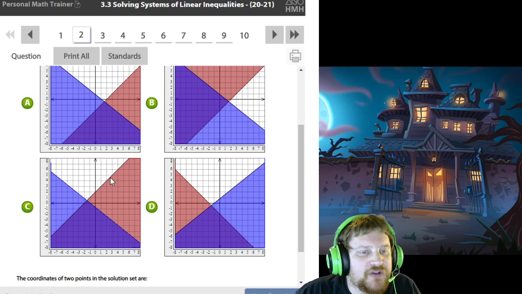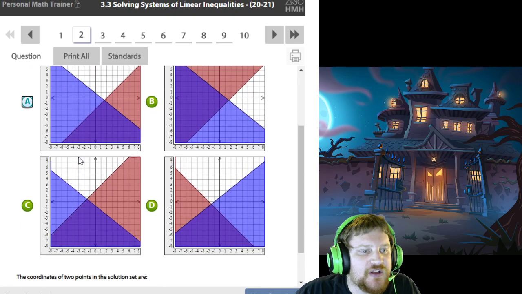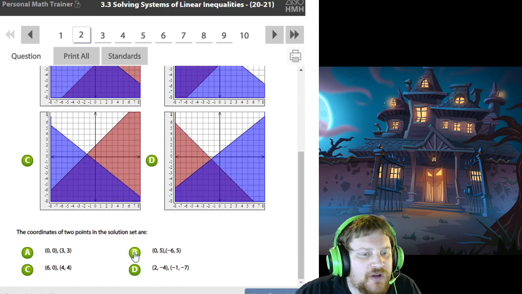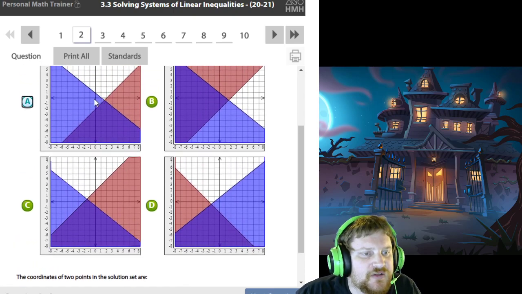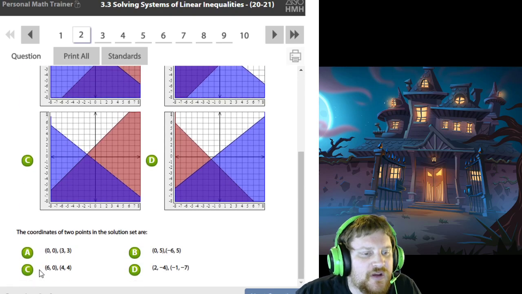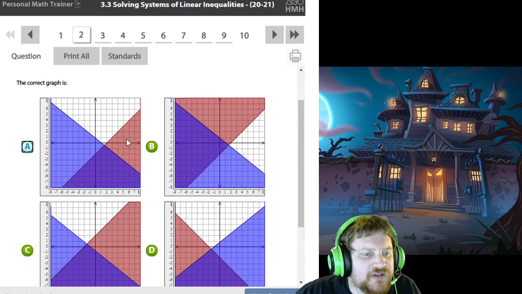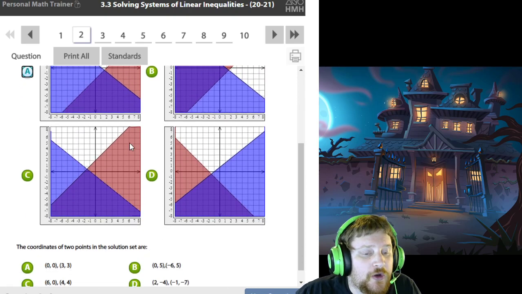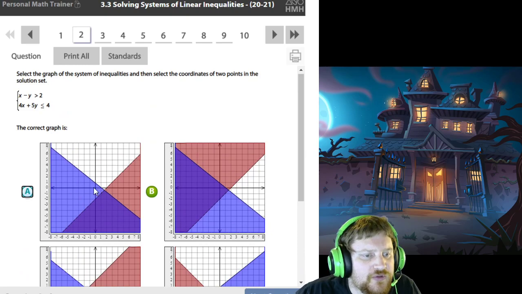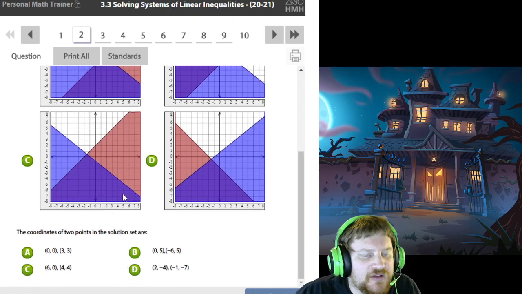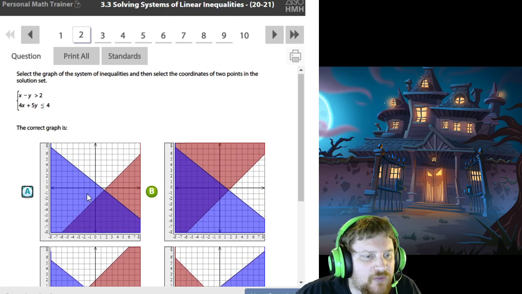And this is the +2. So it has to be one of these two, and the only one where it's shaded below is A. So that's the only possible answer. So is 0, 0 in the solution set? No. Is 0, 5 in the solution set? No. Is 6, 0 in the solution set? No. Is 2, -4 in the solution set? Yes. And is -1, -7? Clearly that's not in the solution set, which means I've made a mistake. The graph is not A.